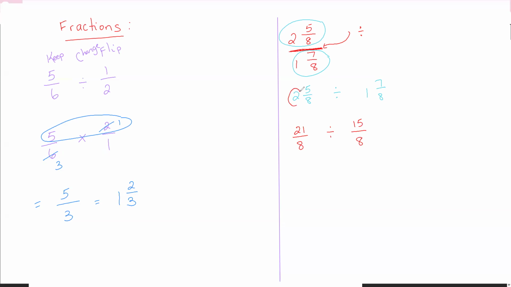So remember, you multiply the whole number by the denominator, right? So 8 2s are 16. And then you add the numerator. So in that case, we got 21. And then whole number by the denominator, 1 8 is 8. And then you add the numerator, 8 plus 7, that's going to be 15 over 8.